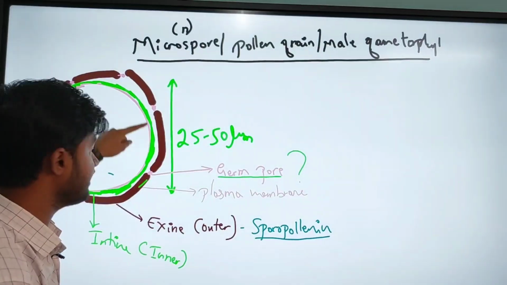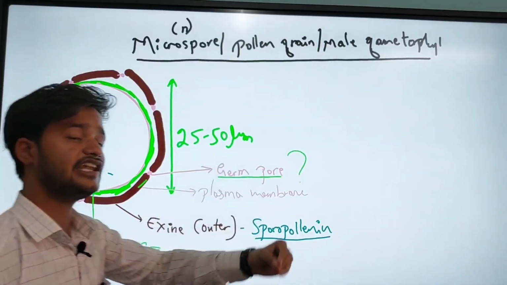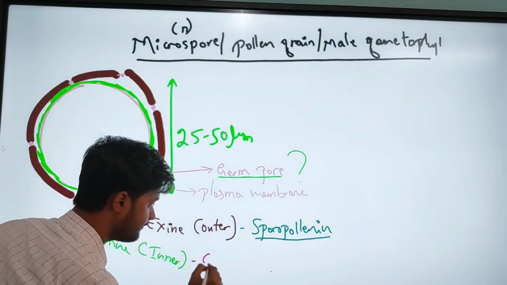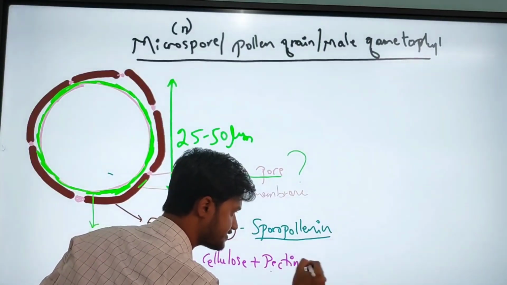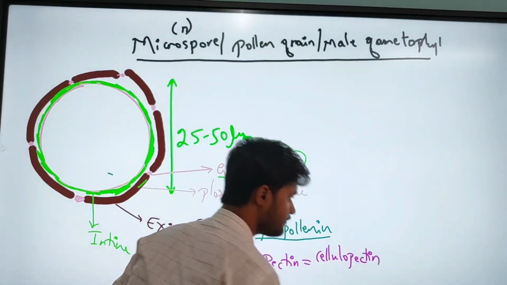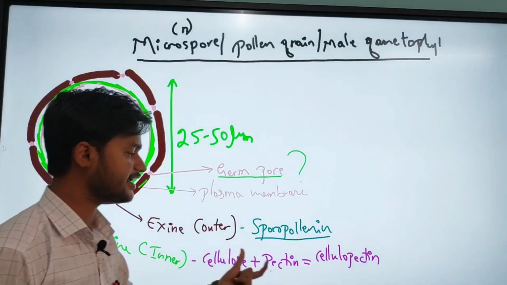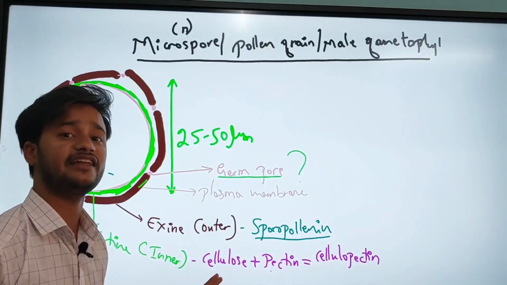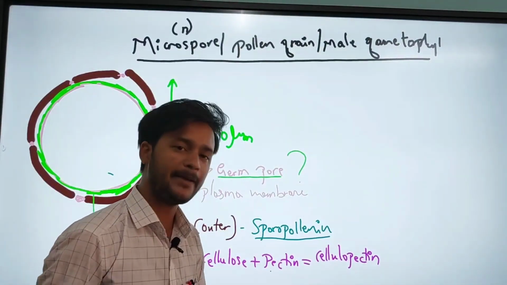Intine is the innermost continuous layer, and it is made up of cellulose and pectin. Together it is called cellulopectin. Intine is the inner layer of the pollen grain, made up of cellulose and pectin, that is called cellulopectin, right? And it is a thin layer, not a thick or very hard layer. It is very soft and very thin, because it is made up of cellulose and pectin, okay.